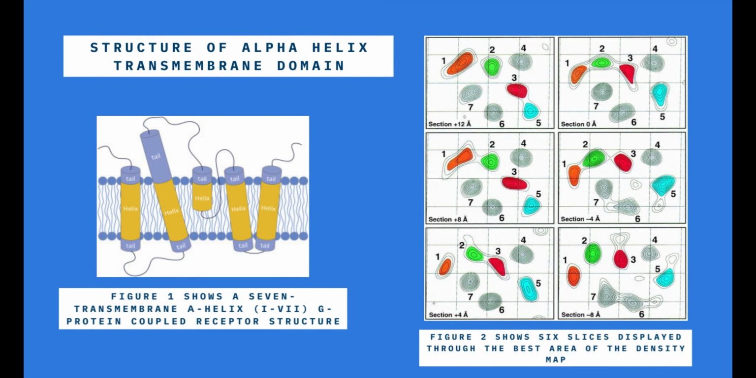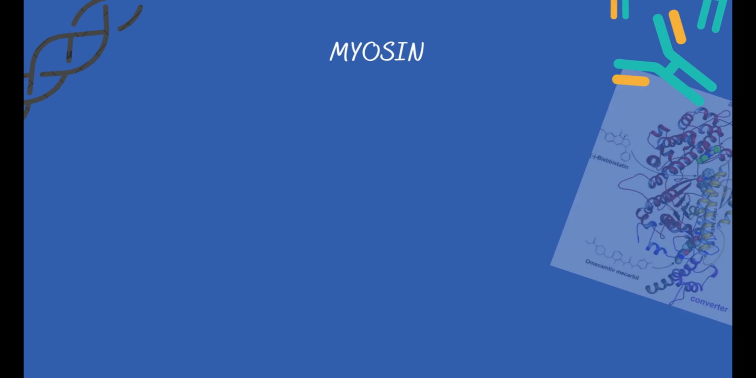The last part is the structure of the alpha helical transmembrane. Figure 1 shows a 7 transmembrane alpha helix G-protein coupled receptor structure. The C terminus is intracellular while the N terminus is extracellular. Figure 2 shows 6 slices displayed through the base area of the density map. Each of the 7 transmembrane helix peaks may be seen in each of these regions. The least inclined helices 4, 6, and 7 are grey, whereas the most slanted helices are 4 distinct colors.